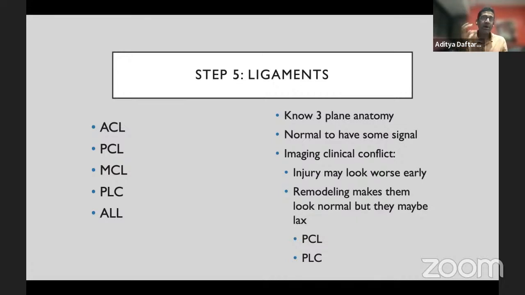Another structure that remodels very well is the PCL. So it's not unusual for you to say that we scan somebody, the PCL looks normal, and you say, but look, there's a big posterior sag. We've seen these patients where the PCL just remodels and looks very normal on an MRI. But if you'd had the MRI from maybe a few months ago, then that PCL actually looked abnormal.